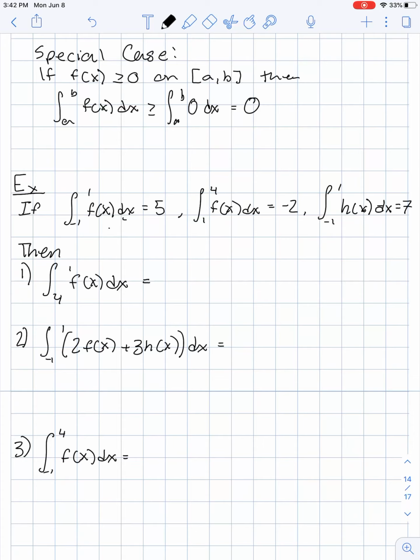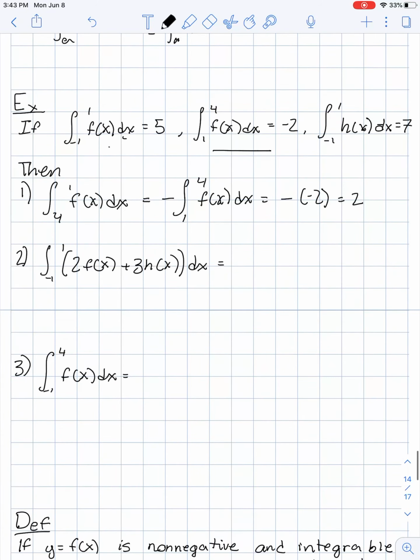So the integral from 4 to 1 of f of x dx, well, that is the order of integration flipped for this second integral right here. So I can write that as negative and then switch these limits. And then I'll get f of x dx, which is just -2. And that gives me 2. Pretty awesome.